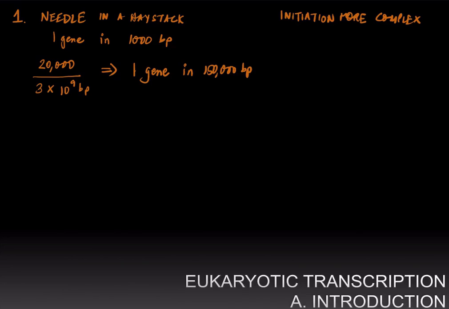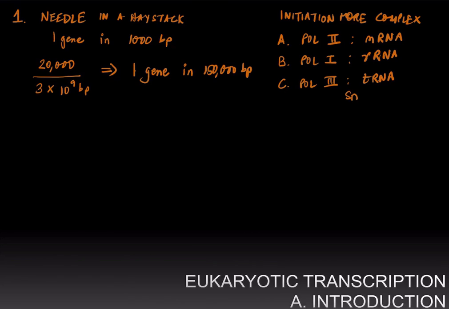And whereas in prokaryotes there's just one RNA polymerase, in eukaryotes there are 3. RNA polymerase 2, or pol 2, transcribes messenger RNA. Pol 1 is specialized in transcribing ribosomal RNA, or rRNA, and pol 3 specializes in transcribing transfer RNA, small nuclear RNAs, as well as the 5S ribosomal RNA.